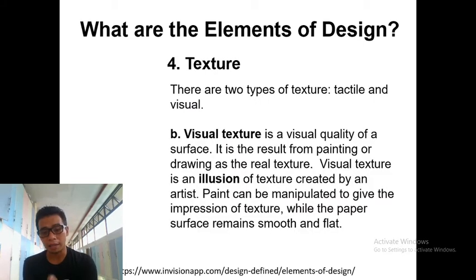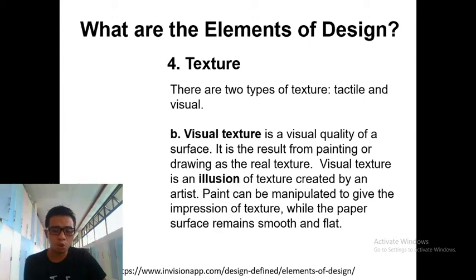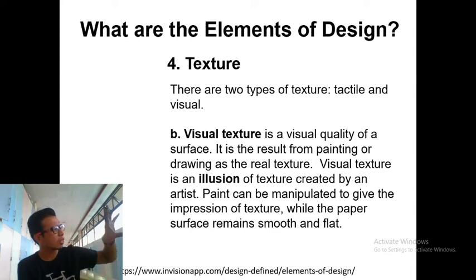Now, when you talk about visual texture, it is a visual quality of a surface because it is the result of painting or drawing, as opposed to the real texture. Visual texture is an illusion of texture created by an artist. For example, nagpaint ka, or may nakita kang picture. What's the texture of the picture? Pero syempre, yung tactile texture niya, syempre makinis, picture yun eh. Pero when you talk about it visually, you can see a visual texture of that image.